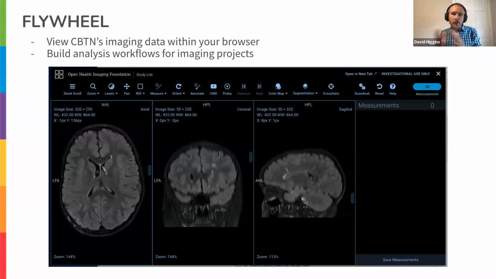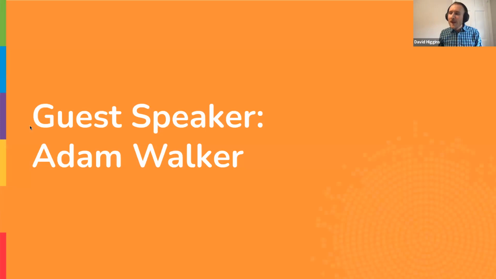So again, wherever you come in on that kind of data use spectrum that we like to talk about and think about, we can support your work as early career researchers. And so I want to pass the mic now to Adam Walker. Adam has been a CBTN user for a long time, and he's attended a lot of our office hour sessions. So I asked him to join us today and tell us a little bit about his research and how he uses CBTN data as part of his work.